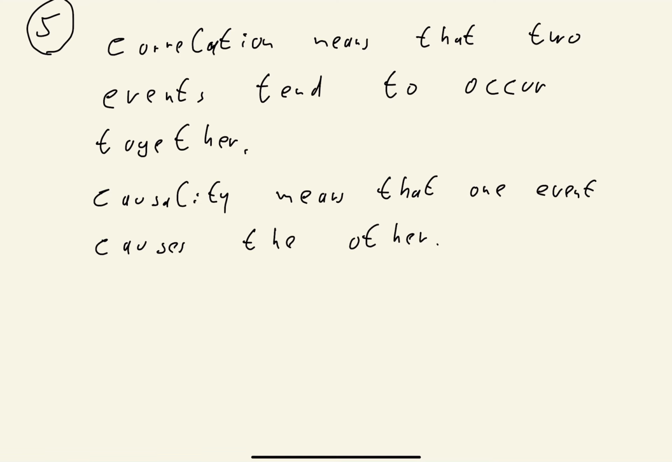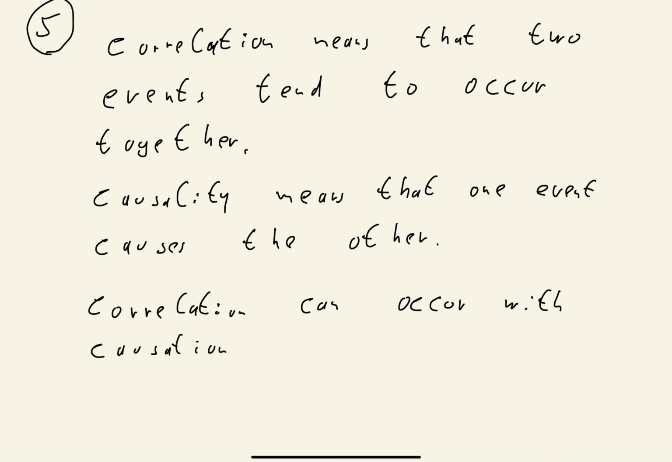So let me give you an example. Or let us first answer the question. So correlation can occur without causation due to a third event.